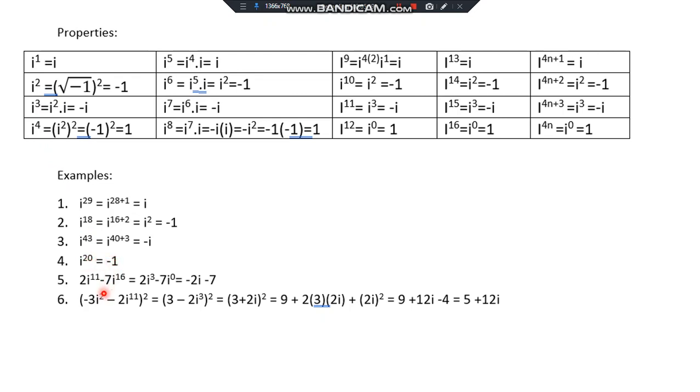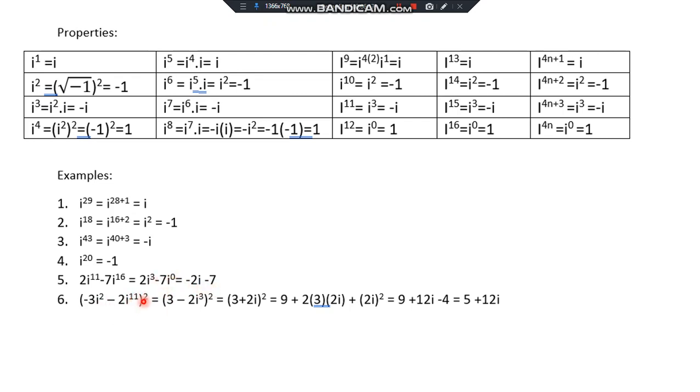Here, if you want to simplify, 2 times i^11 minus 7 times i^16. If you divide 11 by 4, remainder is 3. If you divide 16 by 4, remainder is 0. i cube is minus i, times 2, minus 2i. i^0 is 1, so minus 7.